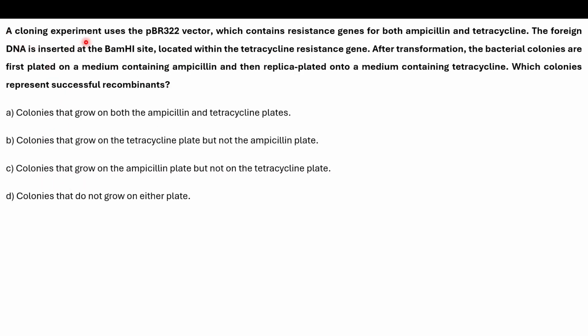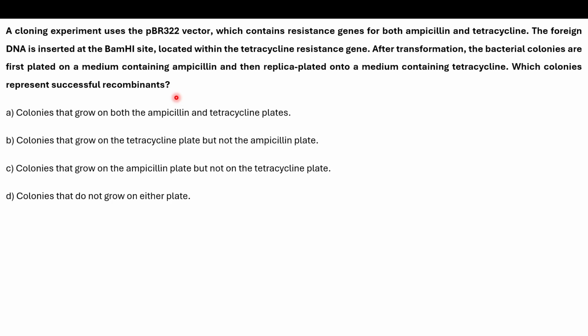Now, a cloning experiment uses this particular vector pBR322, which contains resistance genes for both ampicillin and tetracycline. The foreign DNA is inserted at the BamHI site located within the tetracycline resistance gene. After transformation, the bacterial colonies are first plated on a medium containing ampicillin and then replica plated onto a medium containing tetracycline. Which colonies represent successful recombinants?